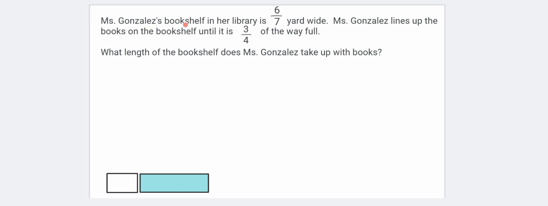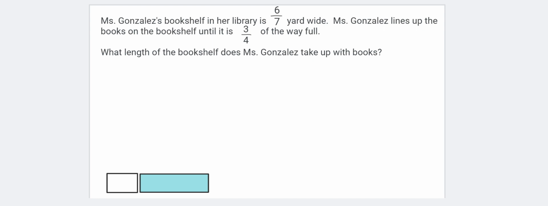Miss Gonzalez's bookshelf in her library is 6 out of 7 yard wide. Miss Gonzalez lines up the books on the bookshelf until it is 3/4 of the way full. What length of the bookshelf does Miss Gonzalez take up with books?